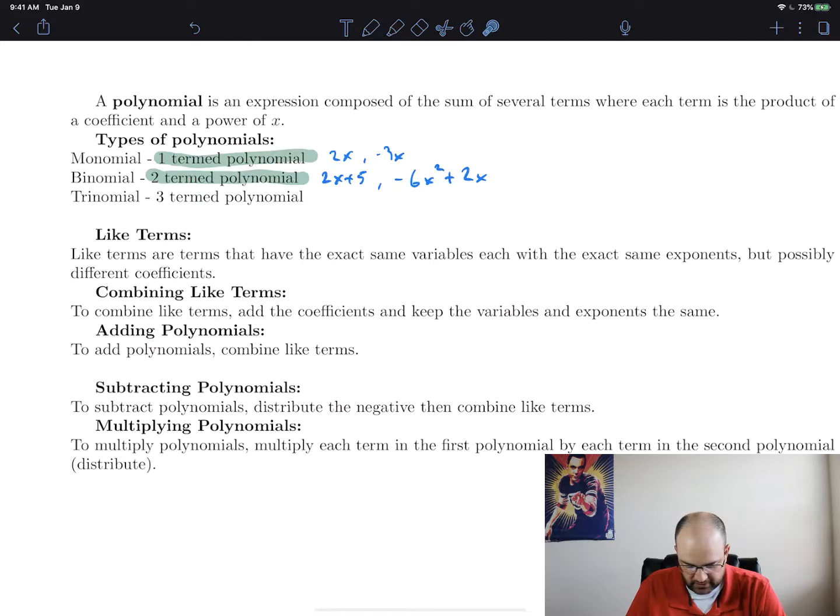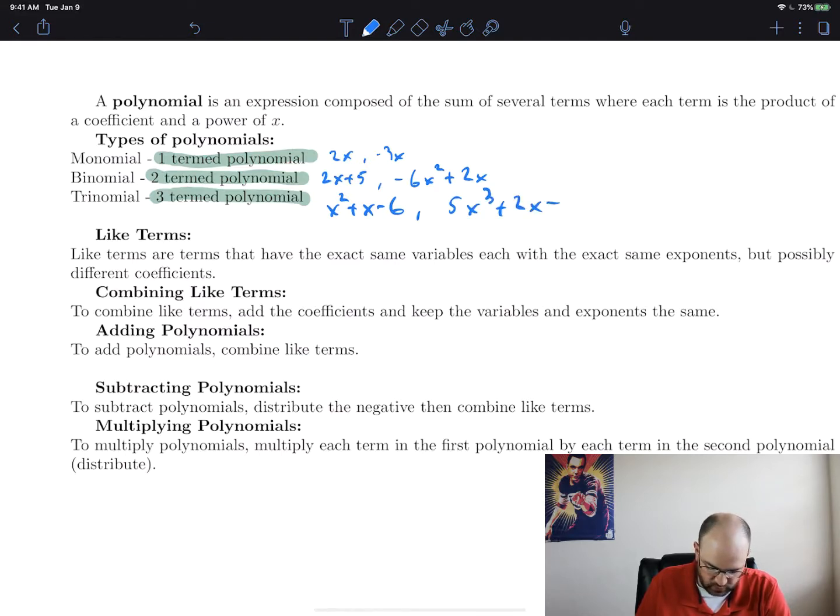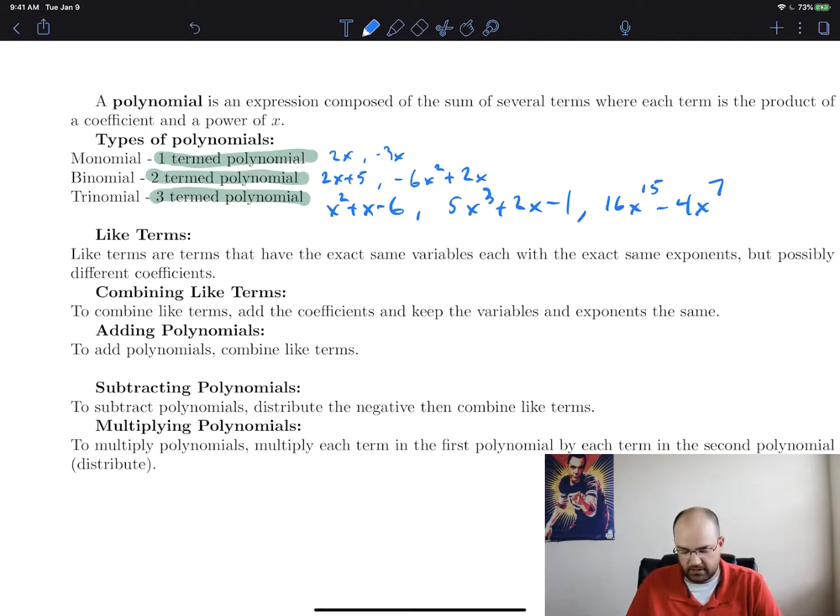Notice that we're separating terms with addition and subtraction here. And as for the last one, a trinomial is a three-termed polynomial. For example, x squared plus x minus 6, 5x cubed plus 2x minus 1, and let's say something like 16x to the 15 minus 4x to the 7th plus 3x squared.